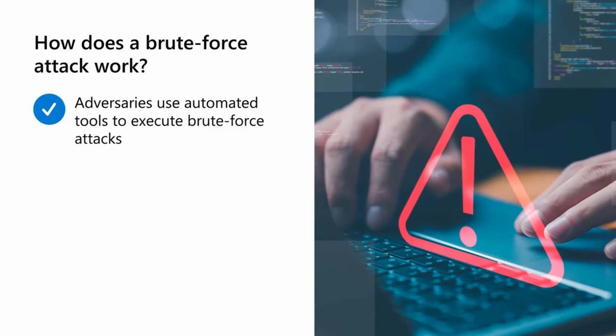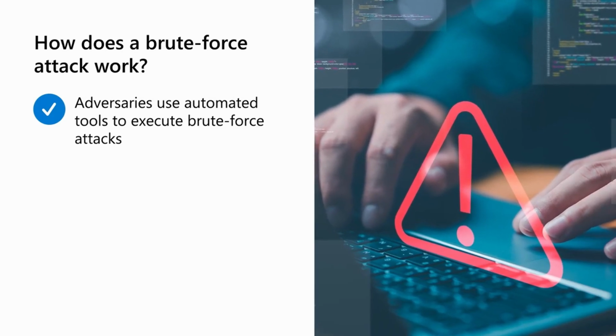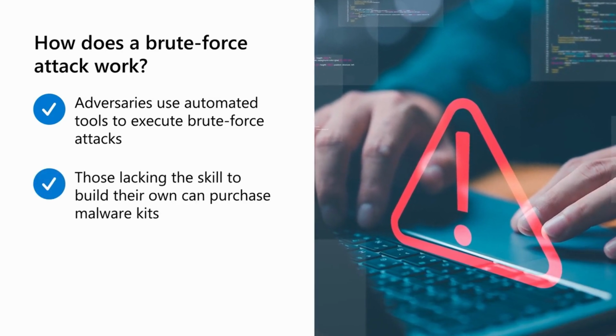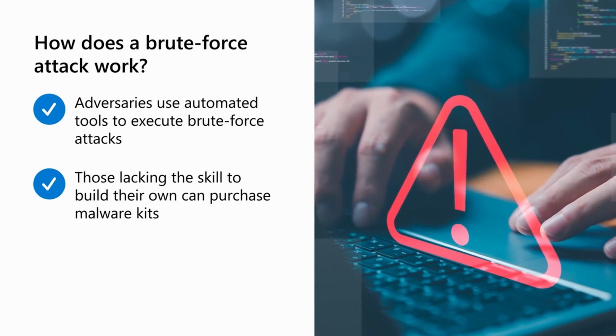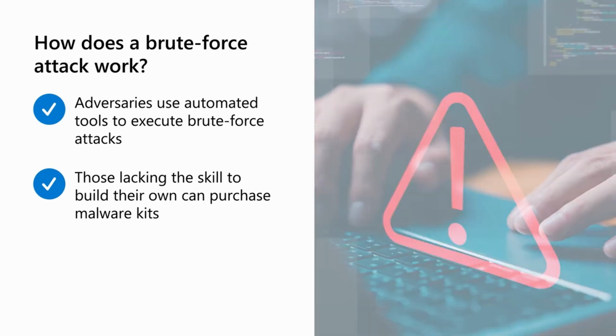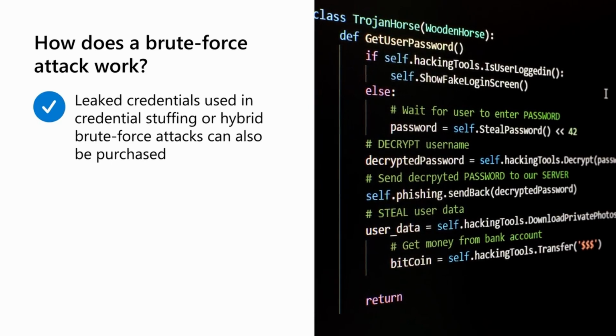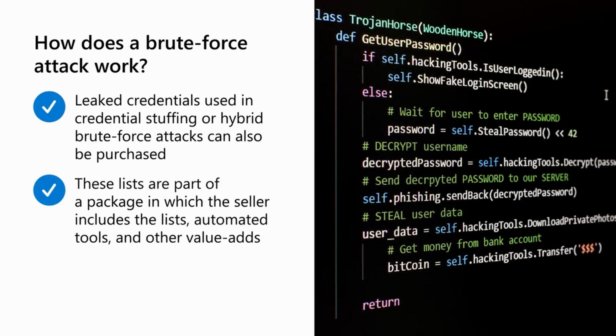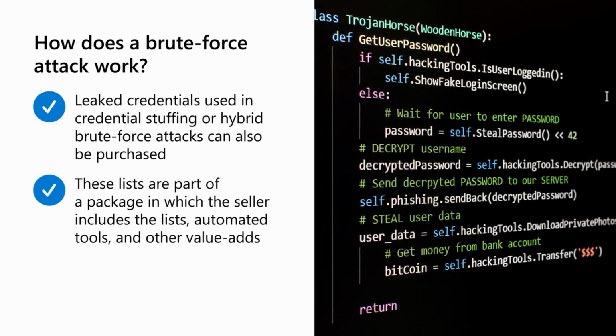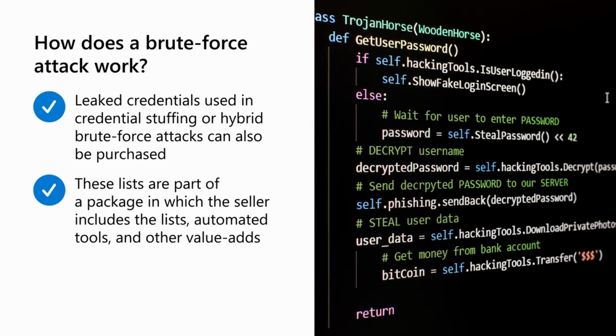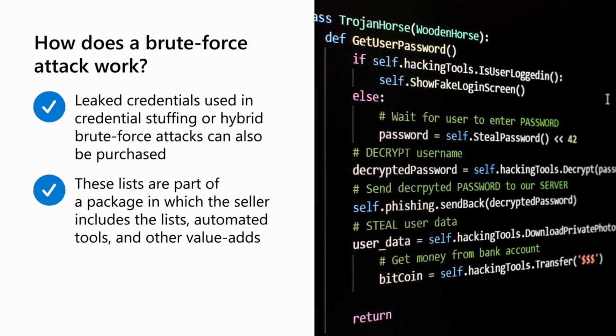Adversaries could also use automated tools to execute brute force attacks, and those lacking the skill to build their own can purchase them on the dark web in the form of malware kits. They can also purchase data such as leaked credentials used in credential stuffing or hybrid brute force attacks. These lists may be offered as part of a package in which the seller includes the lists, automated tools, and other value adds, such as management consoles.